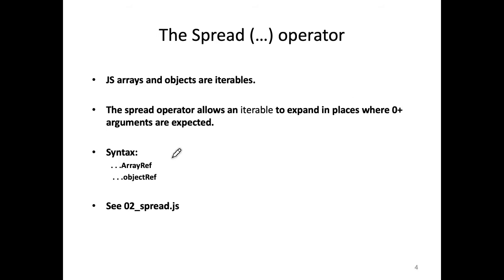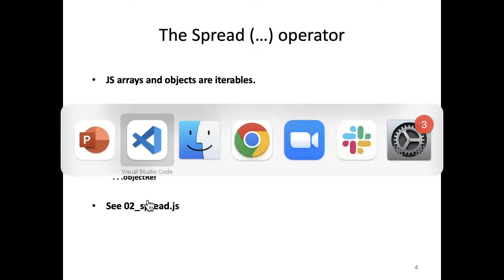So again, this is how we use it. We stick the three dots in front of our iterable structure, and it essentially spreads out the individual elements of that array within whatever expression this is being used. Examples always hopefully make things a little bit clearer, so let's look at the second script.